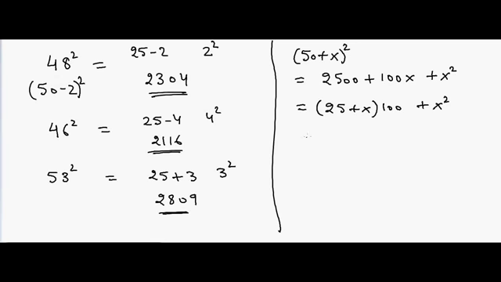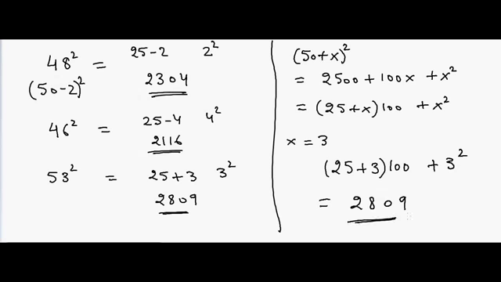Now as you can see, if x is equal to 3, then what I'm doing is adding 25 plus 3, right, and then adding 3 square, so the answer is equal to 2809. So this is how this trick works. It's based on (a plus b) whole square.